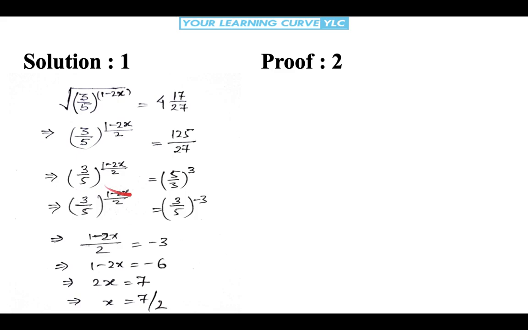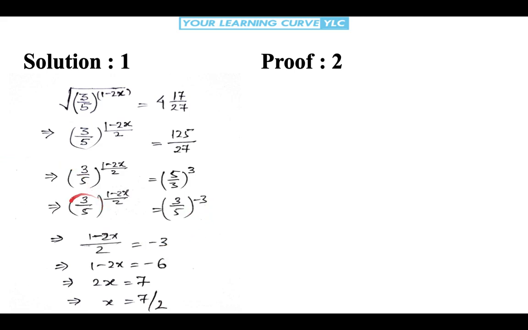Here the bases are not same, so you cannot equate anything right now. You have to first make sure that both the bases are same. So what we do, we write RHS as 3 by 5 raised to the power minus 3. Therefore, now it becomes (3 by 5) raised to the power 1 minus 2x is equal to (3 by 5) raised to the power minus 3.